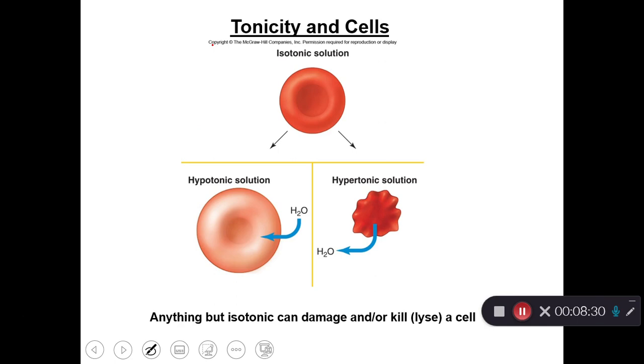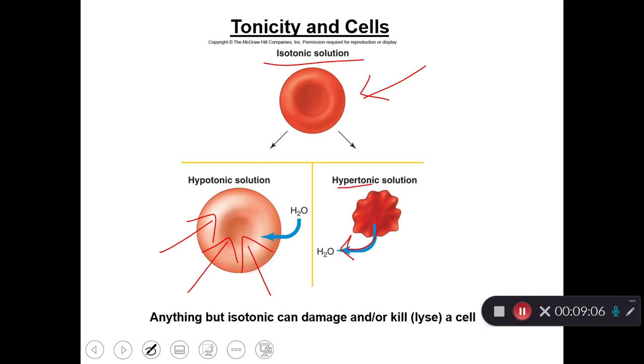So here, this is what happens to a cell. If you put this cell in isotonic solution, the cell stays the same. If you put the cell in hypotonic solution, water enters the cell toward the higher concentration side, and the cell would lyse. And if you put your cell in a hypertonic solution, water leaves the cell out to the hypertonic side, and the cell would shrink. Anything but isotonic can damage our cells.